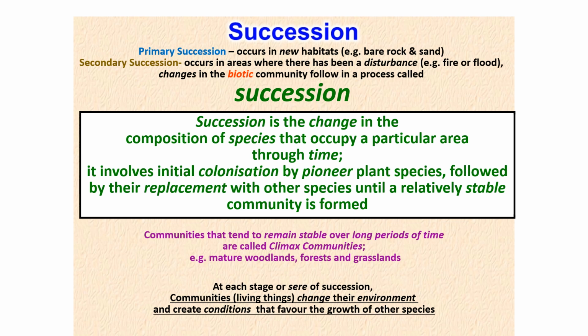So the key thing to realise is that at each stage, the community of living things, in other words the plants and possibly microorganisms, fungi, possibly some animals as well, that live in the environment, change their environment and create conditions that favour the growth of other species. They change their environment and are therefore then outcompeted by other species which are more well adapted to that changed environment.